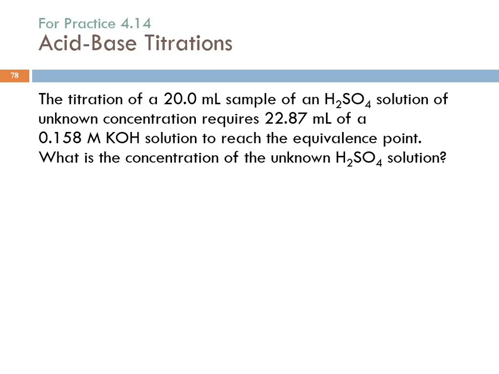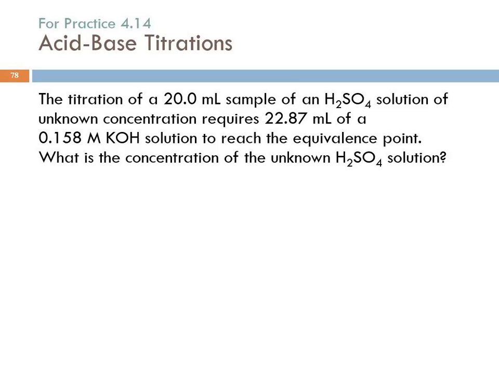So let's do an acid-base titration calculation. These are just stoichiometry calculations. So a titration of a 20 ml sample of a sulfuric acid solution of unknown concentration requires 22.87 milliliters of a 0.158 molar potassium hydroxide solution to reach the equivalence point. What is the concentration of the unknown sulfuric acid solution? So that might seem like a lot at first. Let's just break it down.